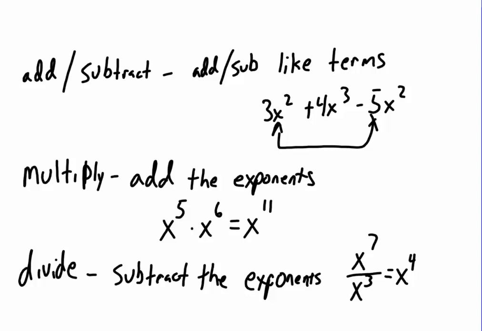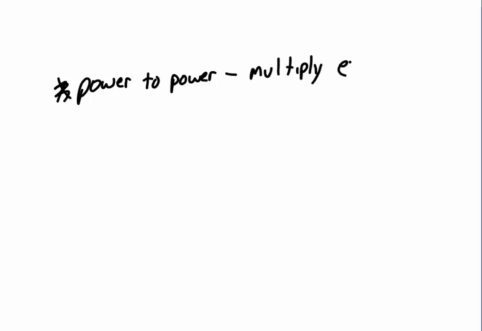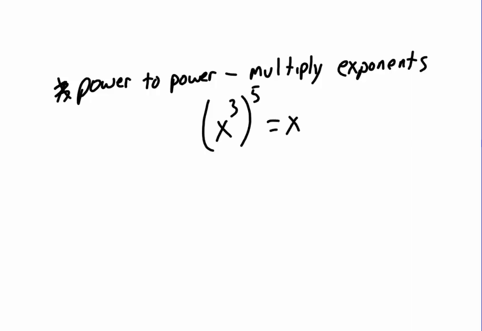All right, so then the next rule is power to a power. Power raised to another power. And when we have that kind of a situation, we're going to multiply exponents. And that would look something like x to the 3rd raised to the 5th. You just go, oh, 3 times 5 is 15, so x to the 15.